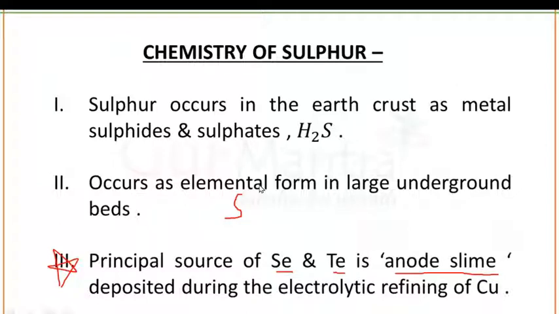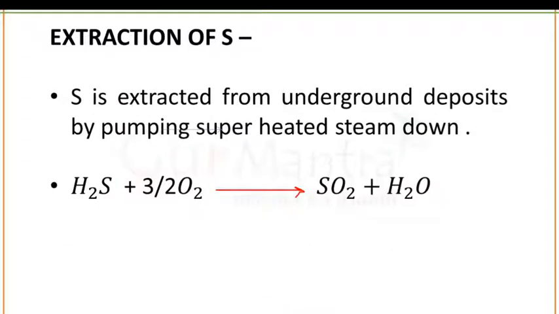When you are extracting copper by the method of electrolytic refining, what will you get? You will get selenium and tellurium in the anode slime. Next is the extraction of sulfur. Sulfur is extracted from the underground deposits by pumping superheated steam down over the earth's surface.